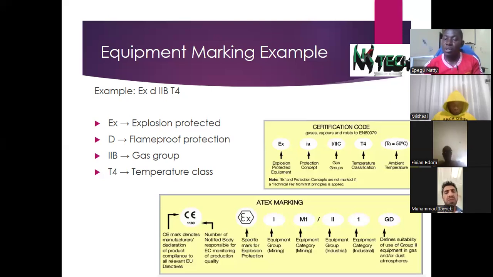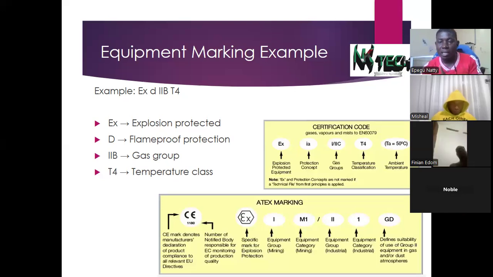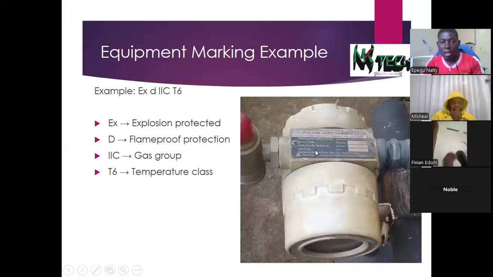The next thing is the temperature, which is the T4, T6, T1, T2 that we talked about already. And then we now have the Ex d. Now, Ex means explosion proof, right? But the d also stands for another thing. So we are also going to look at this. Now, you see this marking, this is equipment marking rating for ATEX. Now, let's look for a good example.